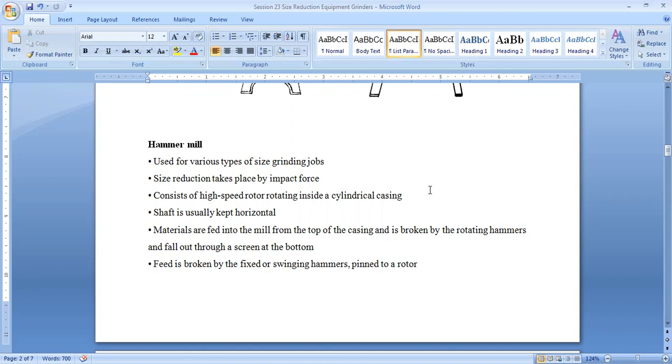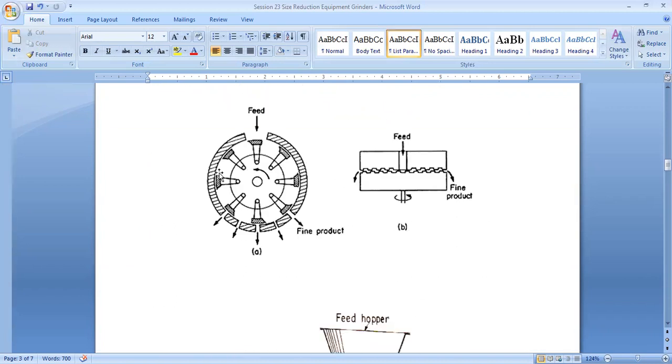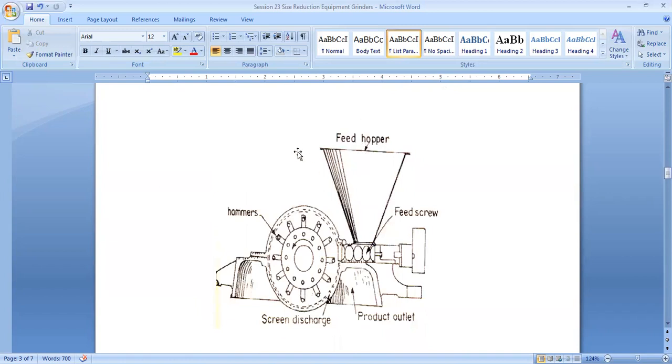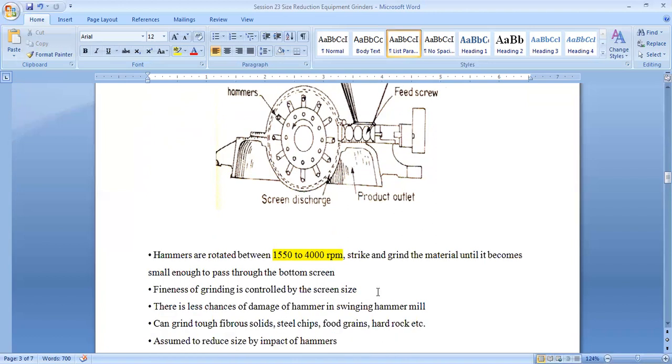In that casing, this size reduction, as I told, is taking place by these rotating hammers. And you can see here, these are the rotating hammers, and these are the fine product screens. This is the screen from where the fine product is coming out. You can see again in this picture, the feed hopper is there, and the material is being fed. There's a feed screw which is taking the material in between the hammer and this casing, and from this screen the discharge is coming out, and the product is coming out from the product outlet. And hammers are rotated at 1550 to 4000 rounds per minute. So that's how the size reduction takes place in a hammer mill.